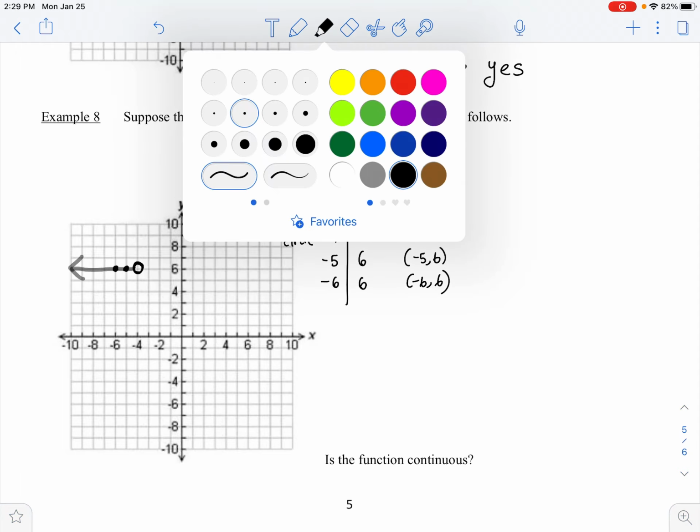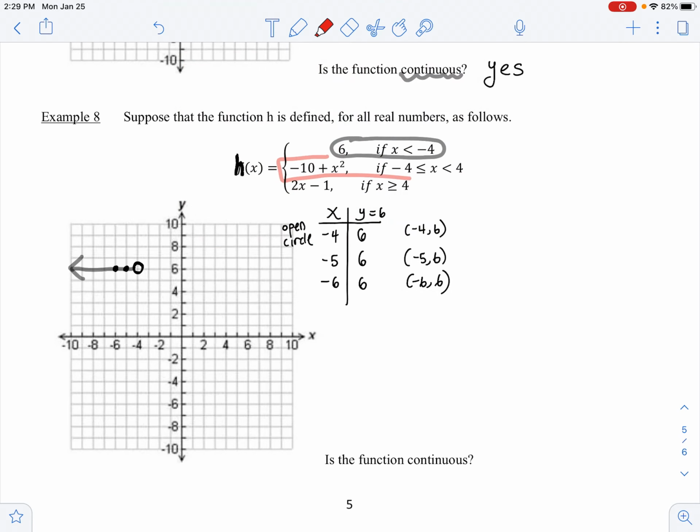All right, let's do something a little more challenging, or maybe something like this. Okay, when are we using this?